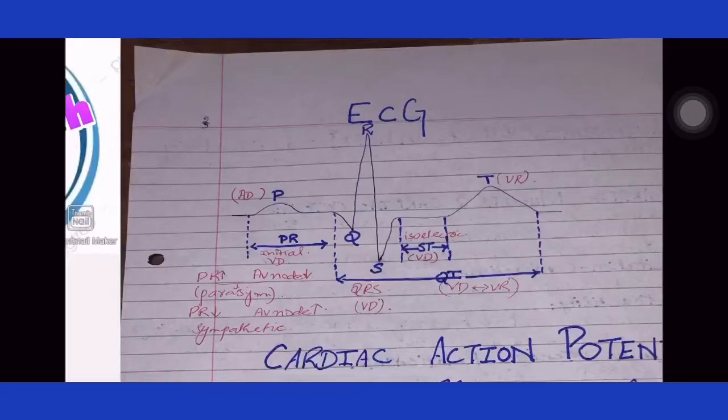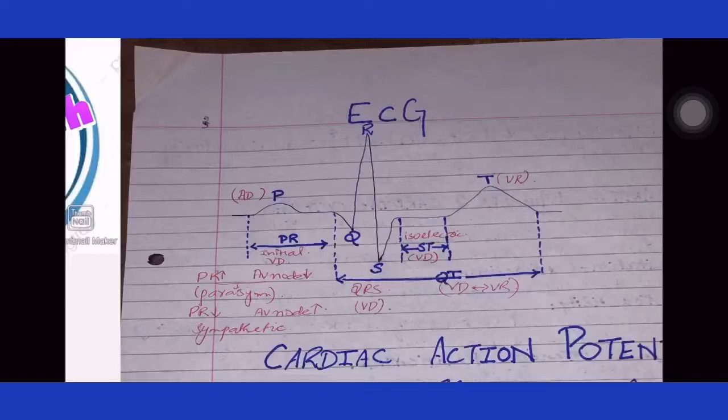The PR interval is the interval between P and R, that is initial ventricular depolarization. PR interval increases in case of the parasympathetic system and decreases in case of the sympathetic system. AV node action decreases, PR increases; AV nodal action increases, PR decreases. Move on to the next. We have the QRS complex that represents depolarization of ventricles.